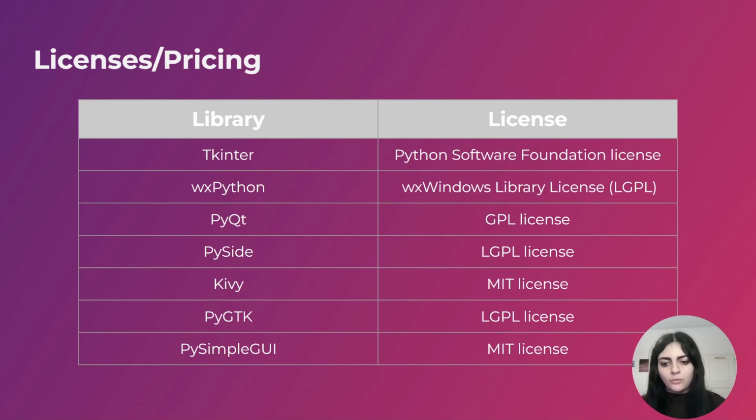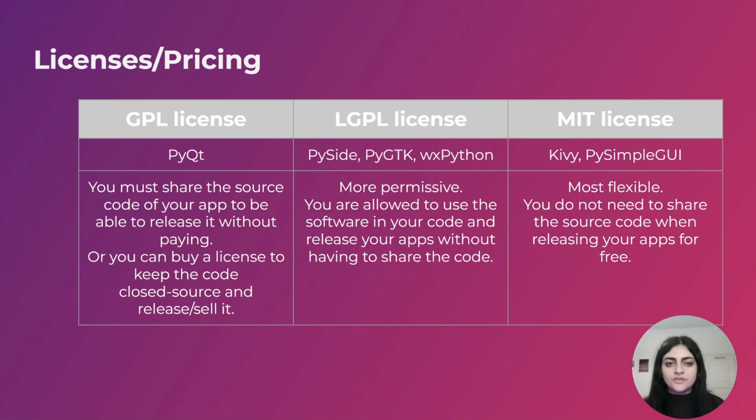So now that you know which license each of these uses, let's talk about the difference between each license. So the GPL license, the one used by PyQt. In this case, you must share your source code of your app to be able to release it without paying.